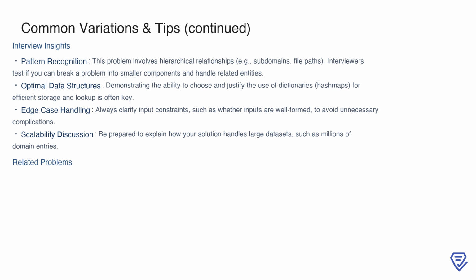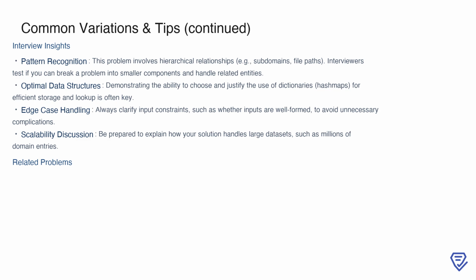Additionally, choosing the right data structure is critical. Using dictionaries, or hash maps, demonstrates an understanding of how to achieve efficient lookups and updates. Always clarify input constraints to ensure you're handling edge cases properly, such as malformed or irregular inputs. Lastly, be prepared to discuss scalability. Explain how your solution can handle large datasets, such as millions of domain entries, to show you understand the trade-offs involved in your approach.